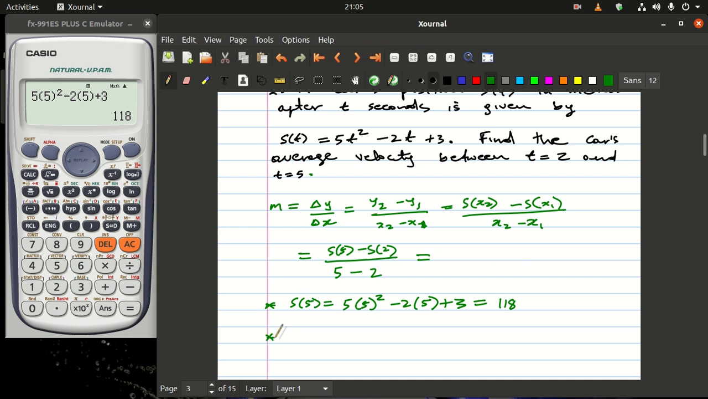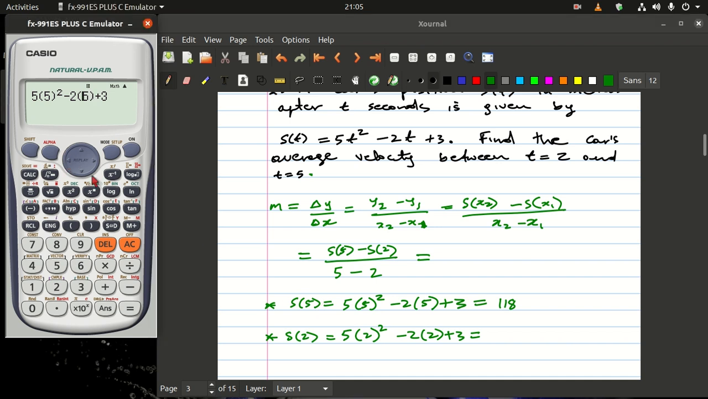And then if you look now for s of 2, you will find 5 times 2 squared minus 2 times 2 plus a 3. The answer will be 4 times 5 is 20. 20 minus 4 is 16 plus 3 is 19. But let me double check here. So here I'll have a 2, and then that side I am going to also have another 2, and then the answer is a 19. So I have a 19 here.